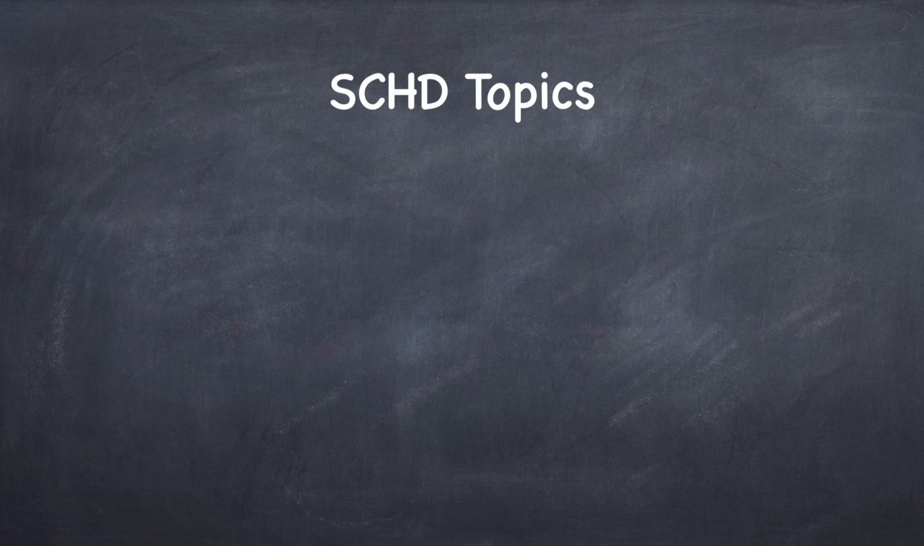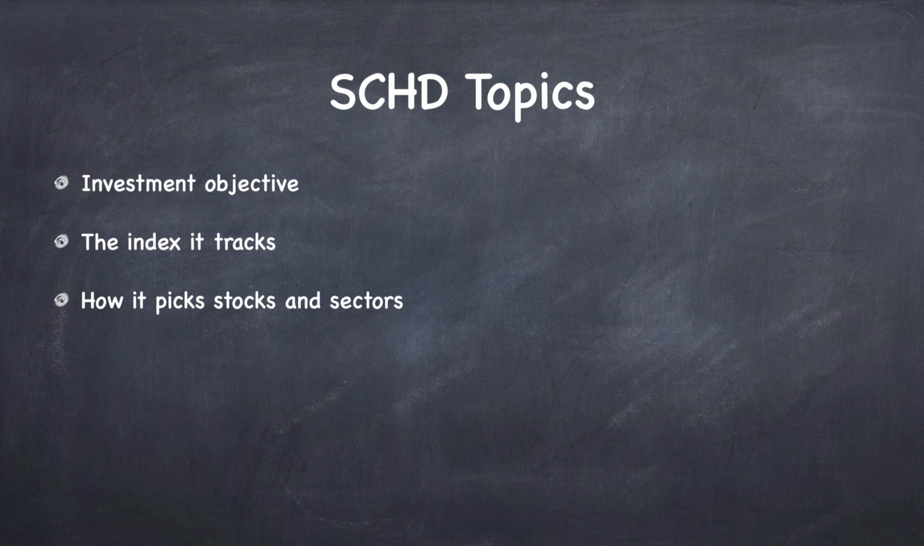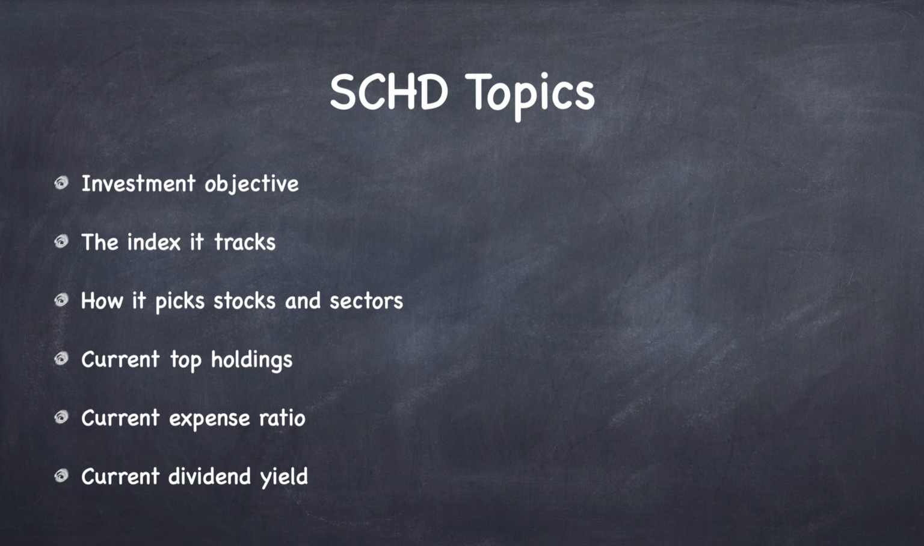I don't know about you, but my goal with investing is to get rich slowly. I'm focused on the long term, and that involves utilizing a well-diversified portfolio of stocks that grow over time through dividends or capital gains. In this video, we're going to break down everything you need to know about SCHD, its investment objective, the index it tracks, how it picks stocks and sectors, current top holdings, expense ratio, and dividend yield. At the end, I'll also go over my personal list of pros and cons, who should or should not consider investing in SCHD. Let's begin with a quick overview of the fund's objective.